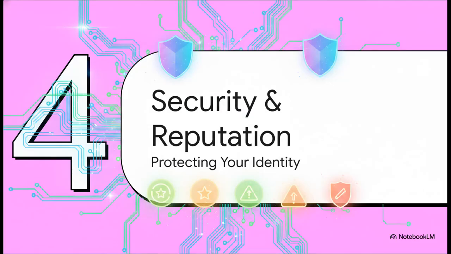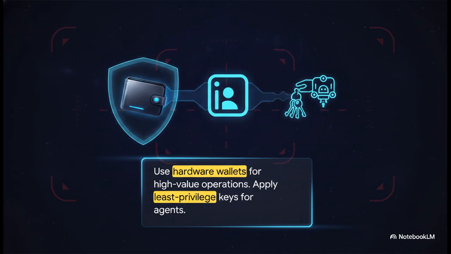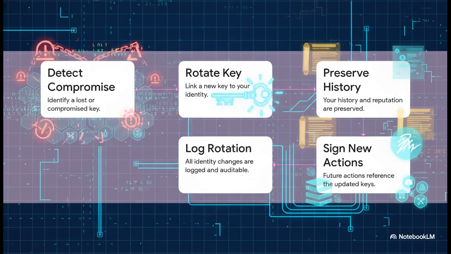All right, final section. Let's bring it all home and talk about security and why all this effort matters. Because in our system, your security practices directly impact your on-chain reputation. Let me be completely direct about this. A high reputation identity is an incredibly valuable asset, and that makes it a target. It's on you to secure your keys. That means using hardware wallets for anything high value, and always following the principle of least privilege, especially for your autonomous agents. Look, it's not a matter of if a key gets compromised, it's a matter of when.